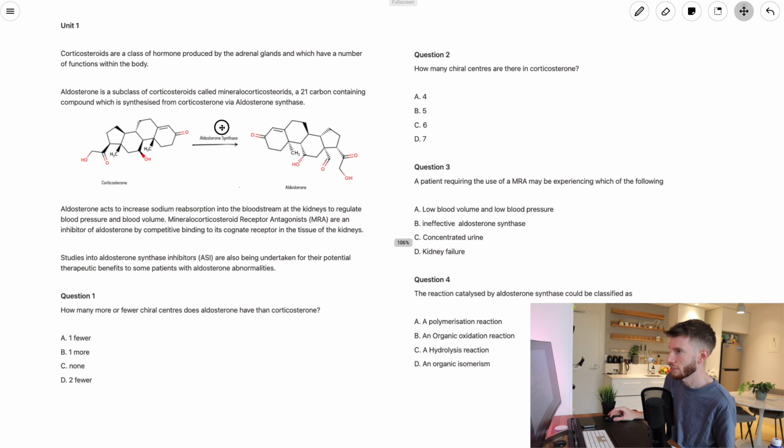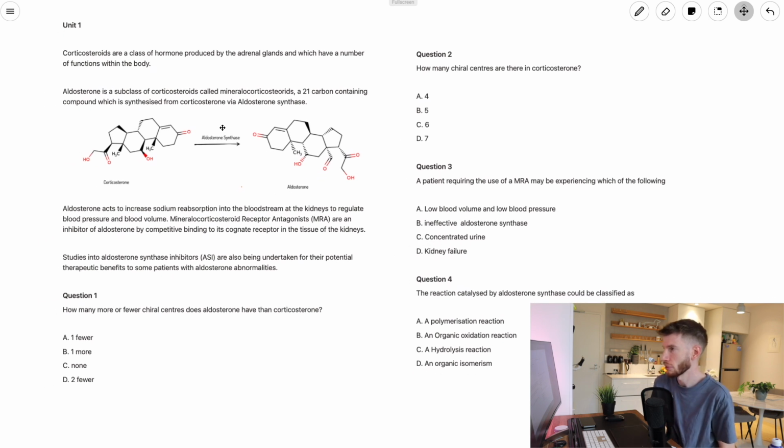corticosteroids are a class of hormone produced by the adrenal glands and which have a number of functions within the body. Aldosterone is a subclass of corticosteroids called mineralocorticosteroids. Hope I'm saying that right. Hey, look, there's a typo. I'll have to fix that.